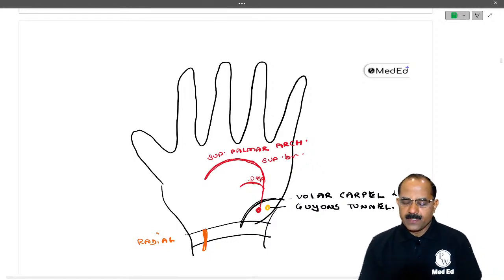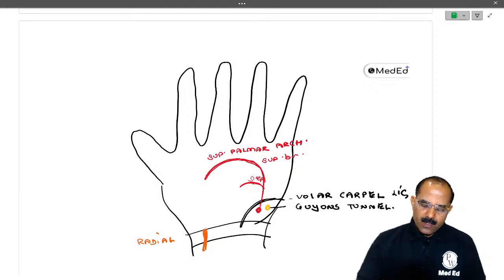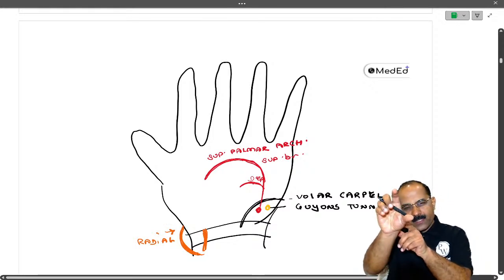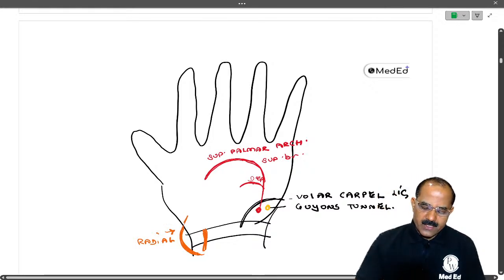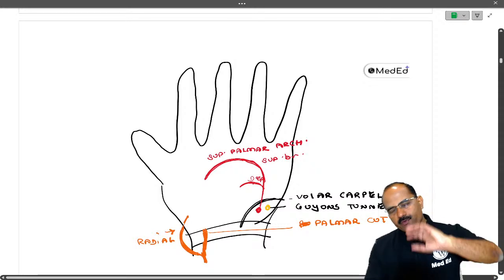The radial artery enters the hand through the snuff box. एक मिनट, ये मैं radial artery बना रहा हूँ. This is the radial artery. Snuff box में जाती है and snuff box से वो hand में जाती है. The radial artery gives a branch here. Name of this branch is the palmar cutaneous branch. Palmar cutaneous branch of radial artery.